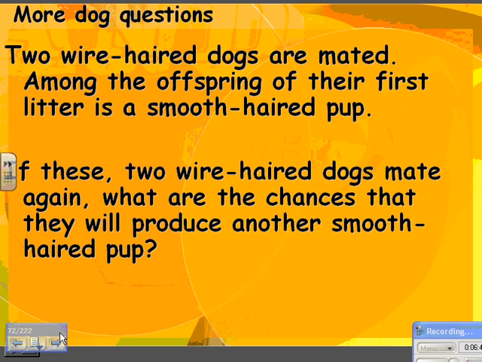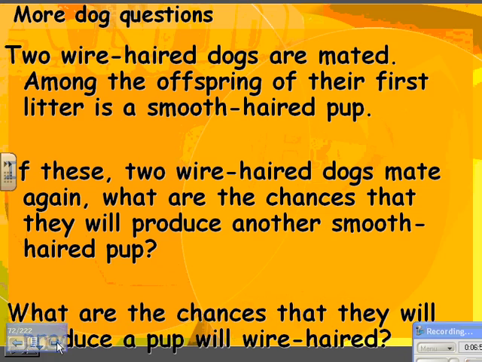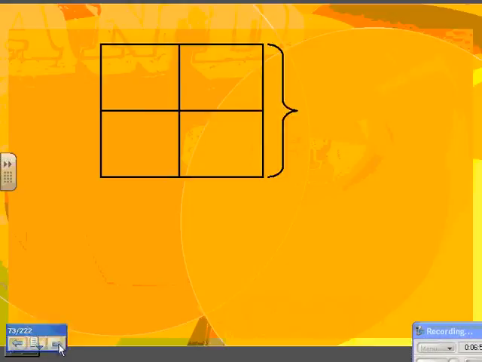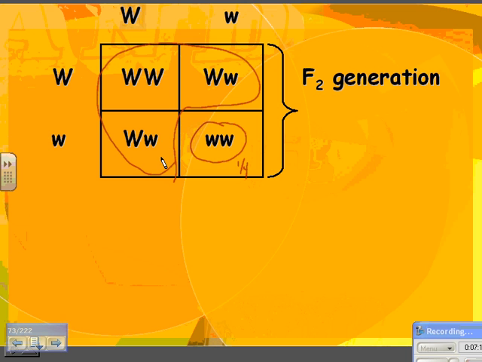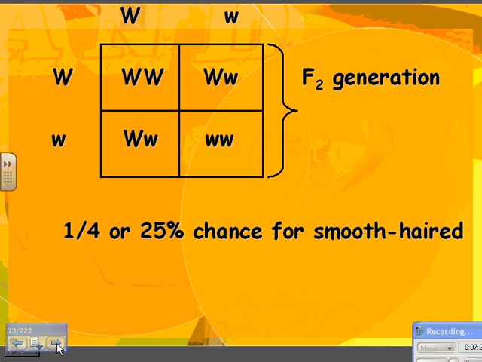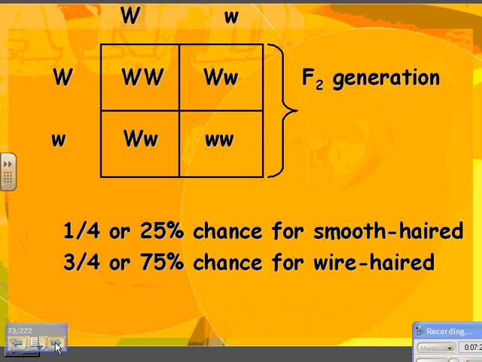So if these 2 wire-haired dogs mate again, what are the chances that they will produce another smooth-haired pup? So let's do that out. And how about if they're wire-haired? Let's see. So we know they're big W, little w. So the chances of having a smooth-haired pup are 1/4, and the chances of having a wire-haired dog are 3/4. 1, 2, 3, 4 altogether. 3 out of those 4 would be wire-haired, statistically speaking. So 1/4 of them would be smooth hair, and 3/4 of them would be wire hair.